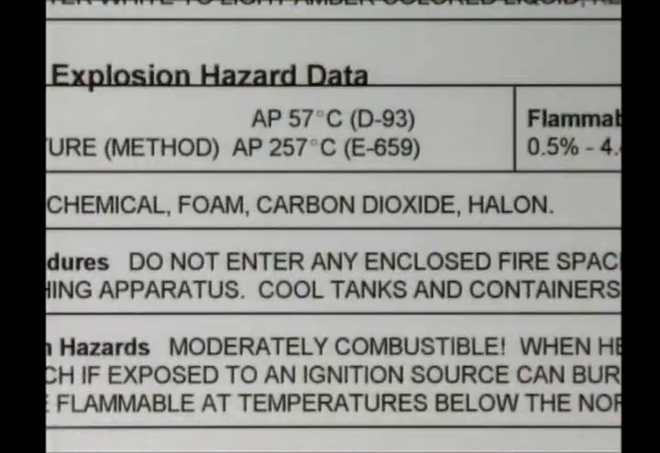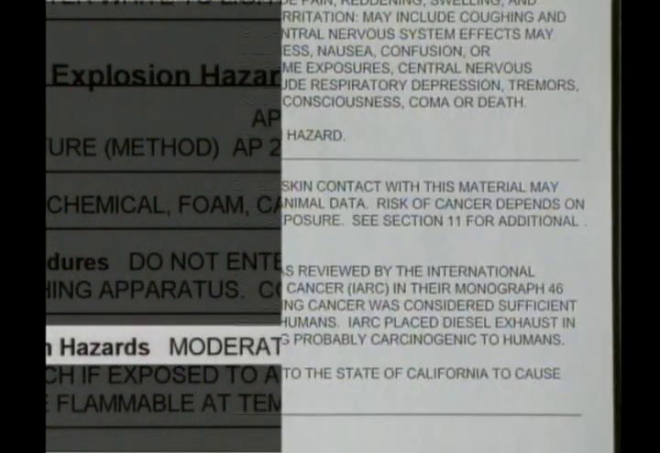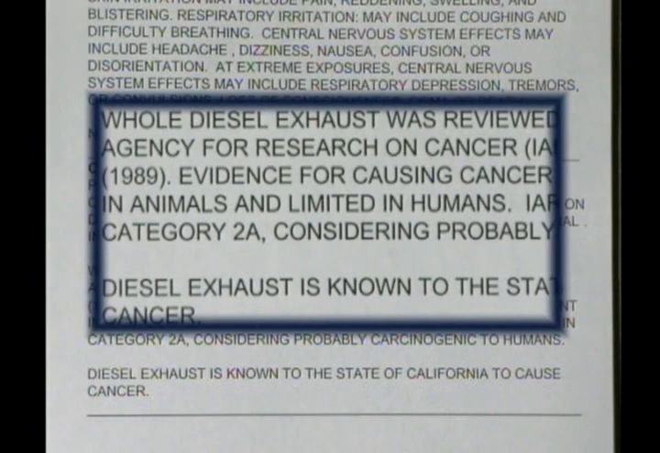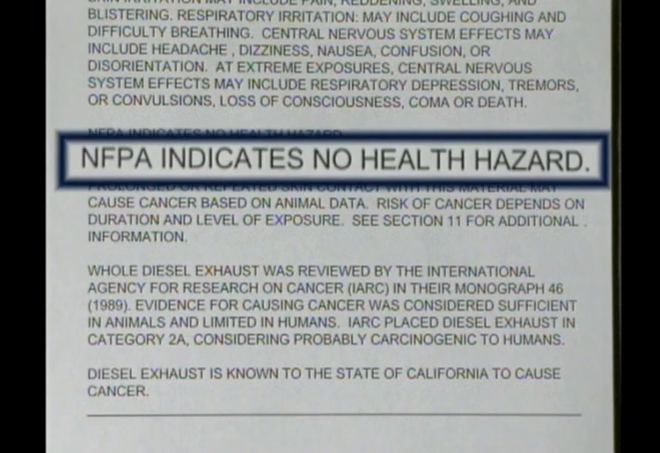The MSDS says this product is a combustible by Department of Transportation standards. The MSDS also says that long-term repeated exposure of laboratory animals to whole diesel exhaust has resulted in an increased incidence of lung cancer in them. The National Fire Protection Association indicates no health hazard.